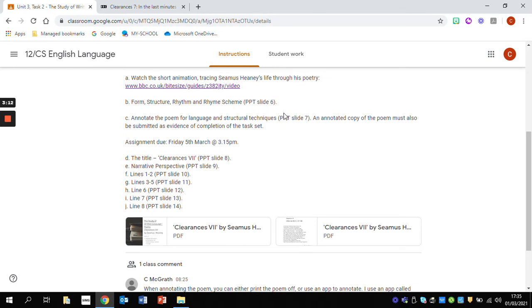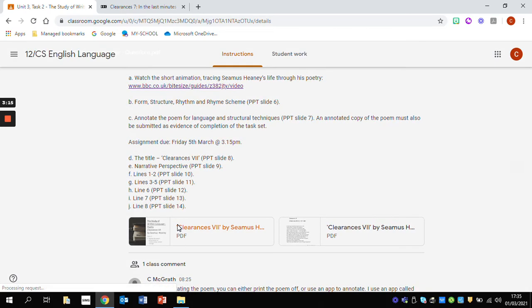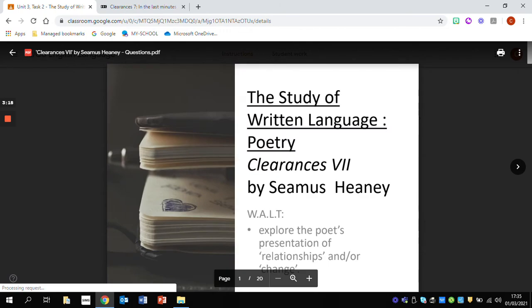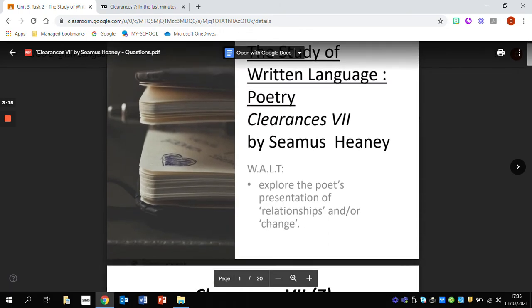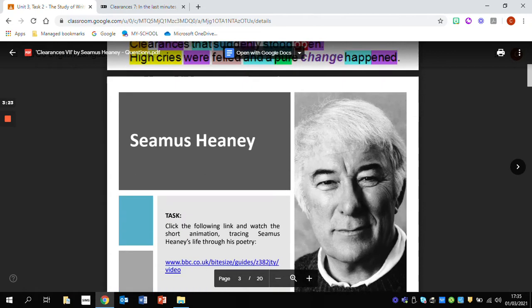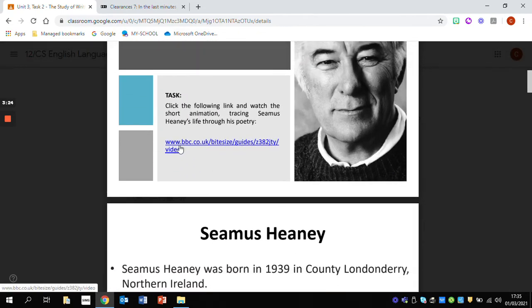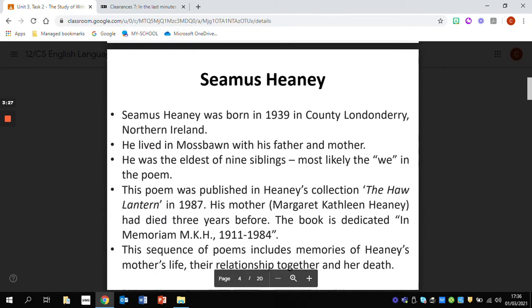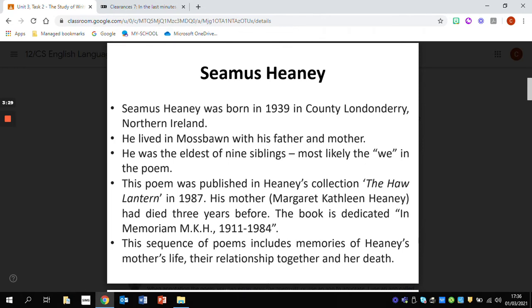The rest of it comes into these PowerPoint bits, which we are going to look at now. This is the PDF uploaded. You'll see this page here. We have our poem, and again we have this link where you're going to find the video. Here's a little bit of biographical information about Seamus Heaney. He was born in 1939, County Londonderry, Northern Ireland. He lived in Mossbawn with his mother and father, and he was the eldest of 9 children.